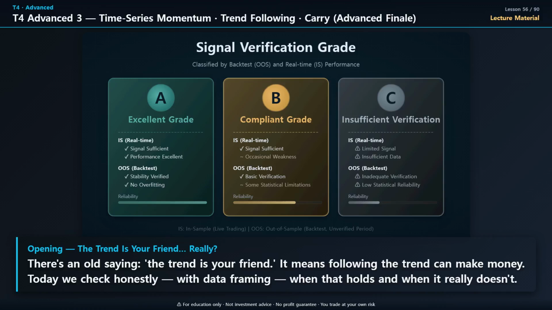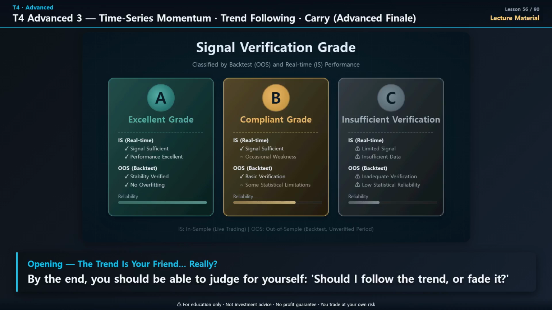There's an old saying, the trend is your friend. It means following the trend can make money. Today we check honestly with data framing when that holds and when it really doesn't. By the end, you should be able to judge for yourself. Should I follow the trend or fade it?